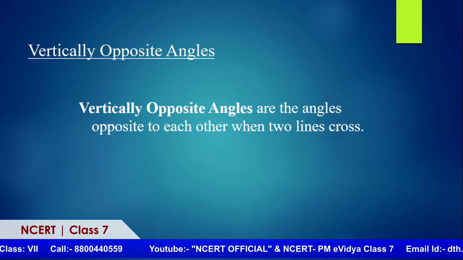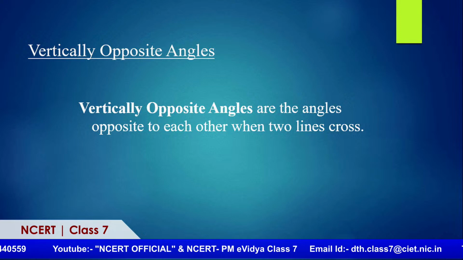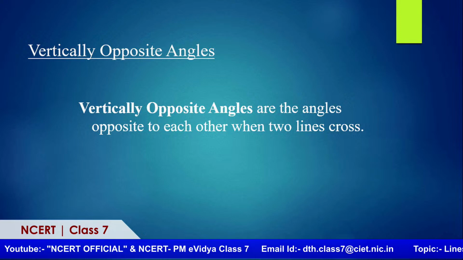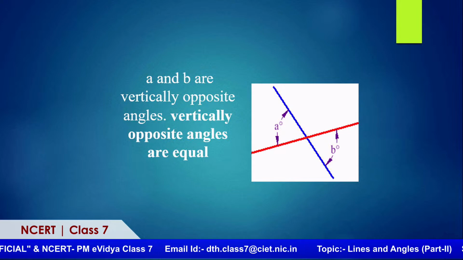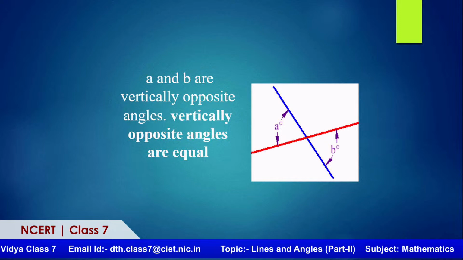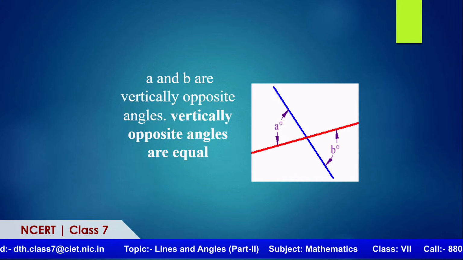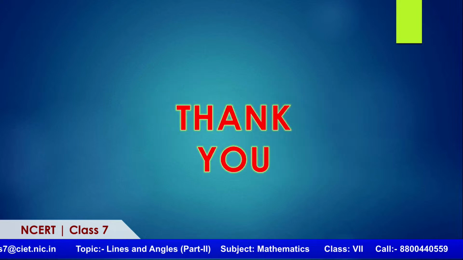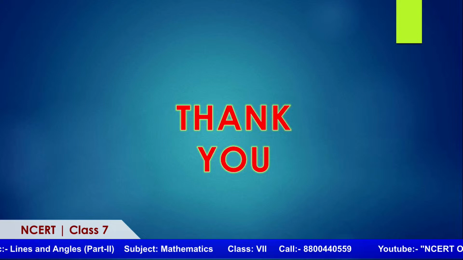Here we have vertically opposite angles, children. Vertically opposite angles are the angles opposite to each other when two lines cross. Here, see A and B are vertically opposite angles, and you can see angle A and angle B are exactly opposite to each other. So, they are always going to be equal in magnitude. Let us solve one question here, children.